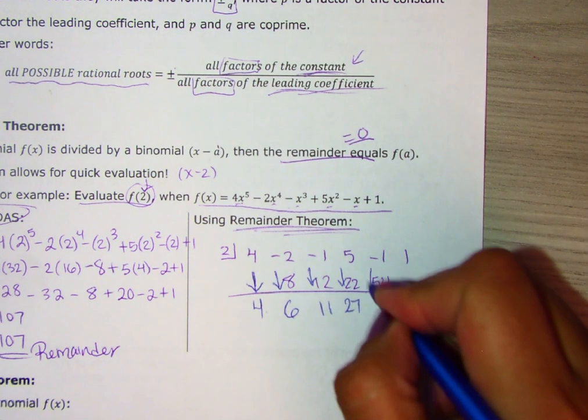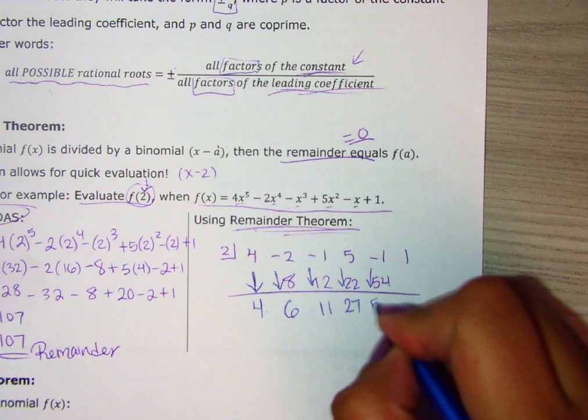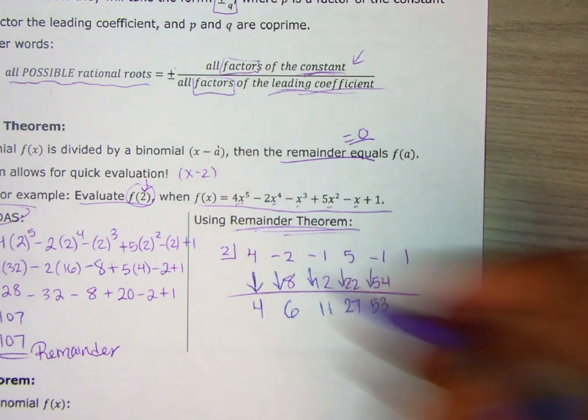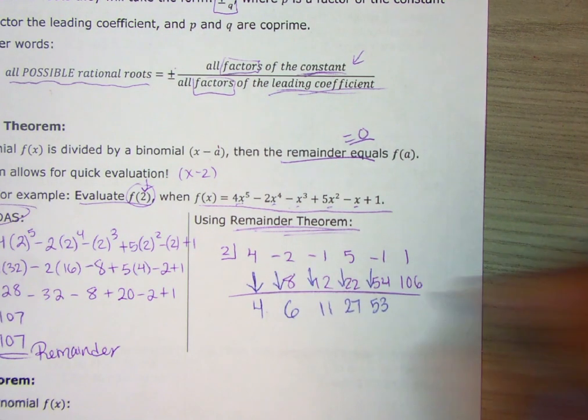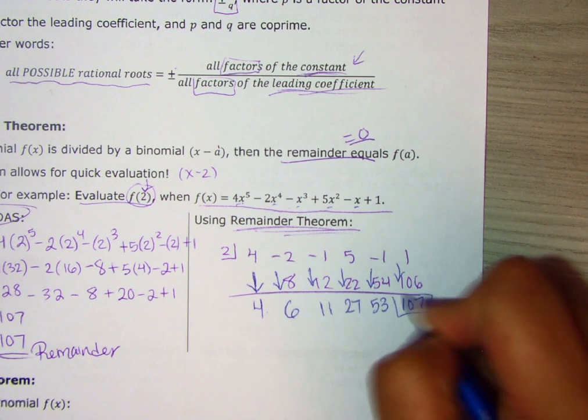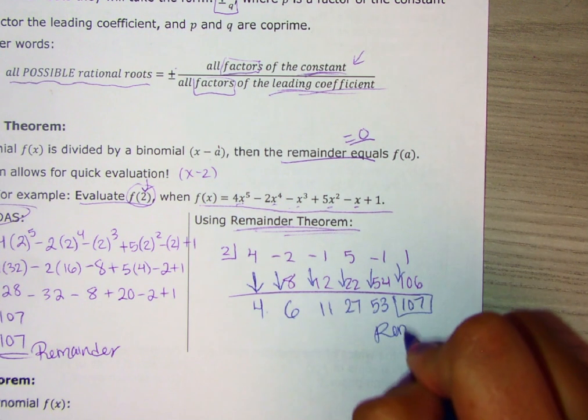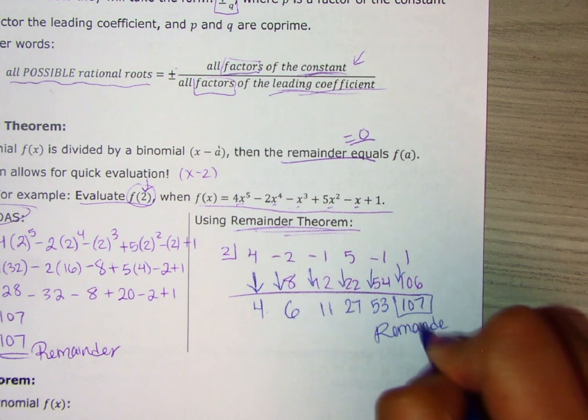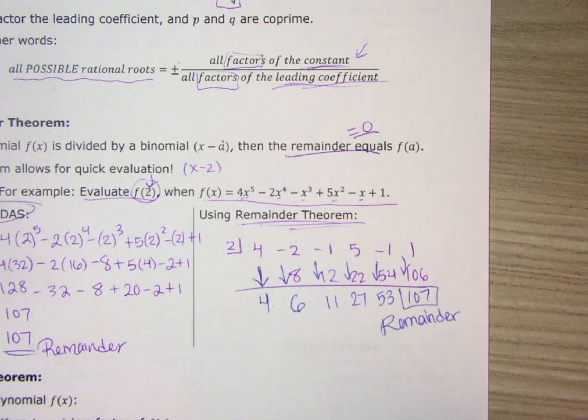Then you bring these two and you combine and you get 53. And then you multiply those two and you get 106. And then you add these two and you get 107. So we still get that remainder of 107, but it's just through synthetic division.